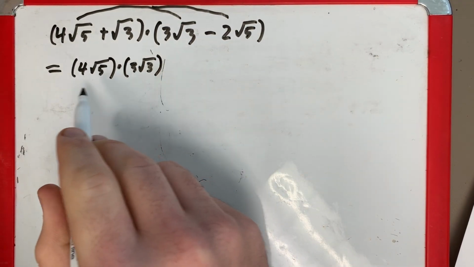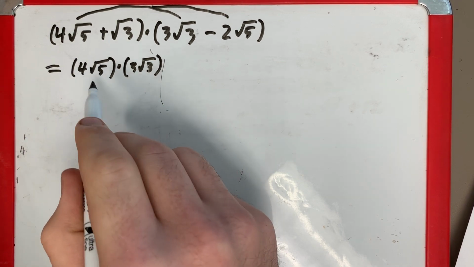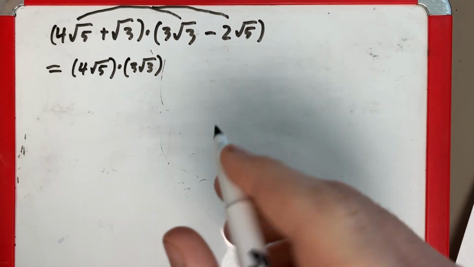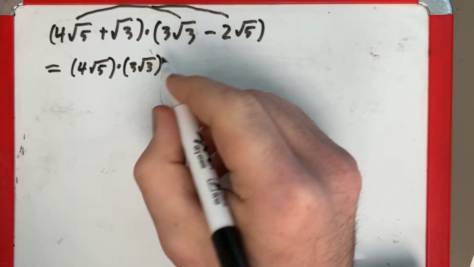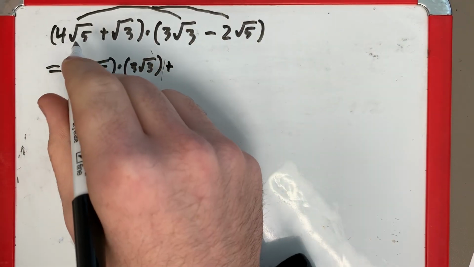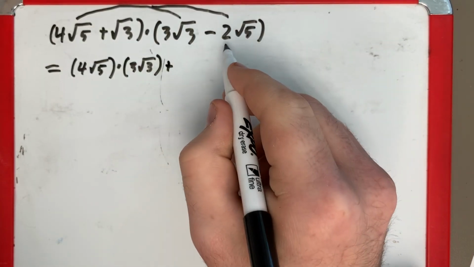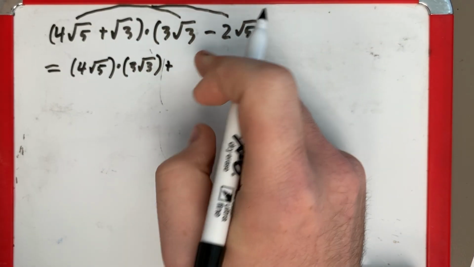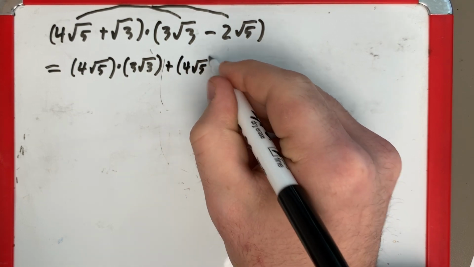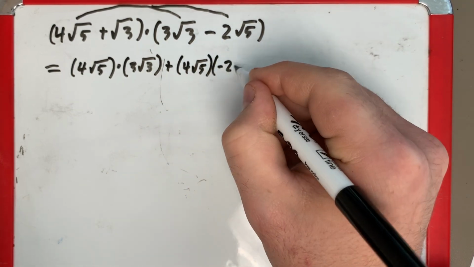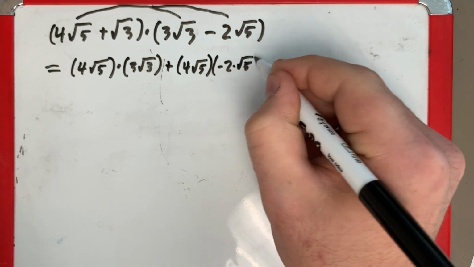Sure, you could write that as 12 times root 5 times root 3 if you wanted to. That's perfectly fine, but I'm isolating steps just to illustrate what's happening here. And then we add on 4 root 5 times minus 2 root 5. So it gives 4 root 5 times minus 2 root 5.